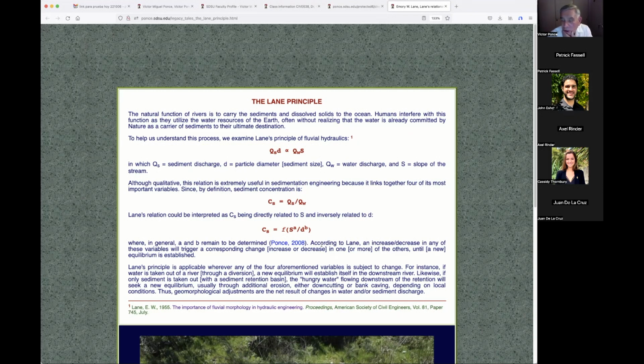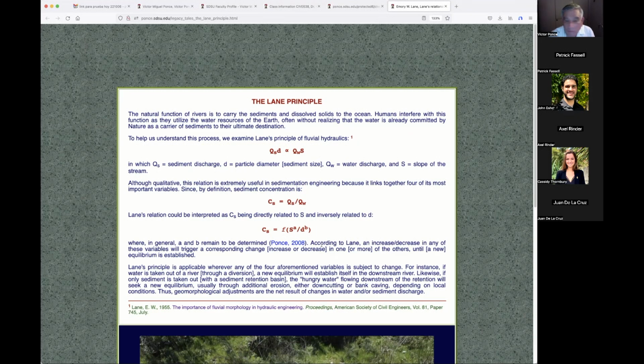The components of salt are sodium chloride and the other salts. There are a few salts out there very well recognized. Among them, the most well-known is sodium chloride, of course, which is common salt, table salt. So the dissolved solids need to be transported. Look at what I say in here: humans interfere with this function as they utilize the water resources of the earth, often without realizing that the water is already committed by nature as a carrier of sediments to their ultimate destination.